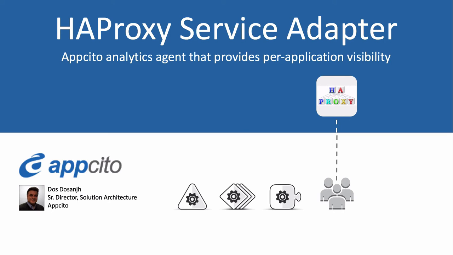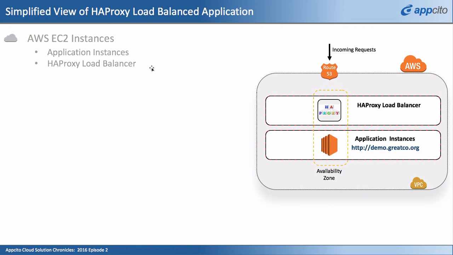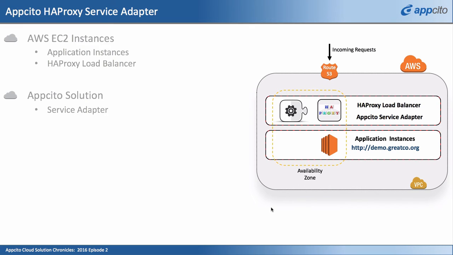What we're going to share with you is how an analytics agent can connect to an HAProxy to provide visibility on a per application basis. We've selected the Amazon cloud for this demo. We're going to show you how incoming requests are serviced by Route 53 DNS and then forwarded to the HAProxy load balancing tier. This tier is front-ending the application instances, which are demo.greatcode.org. So let's go ahead and introduce the Appcito Service Adapter.